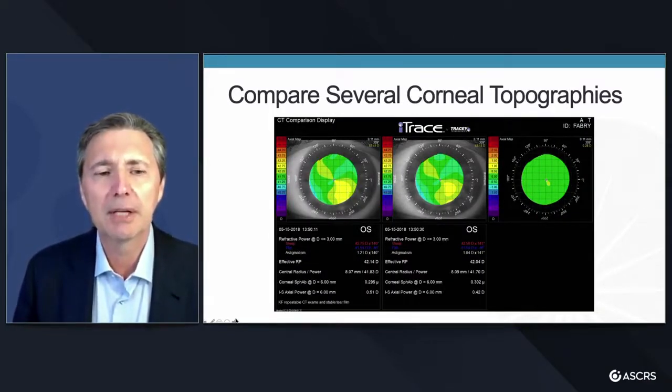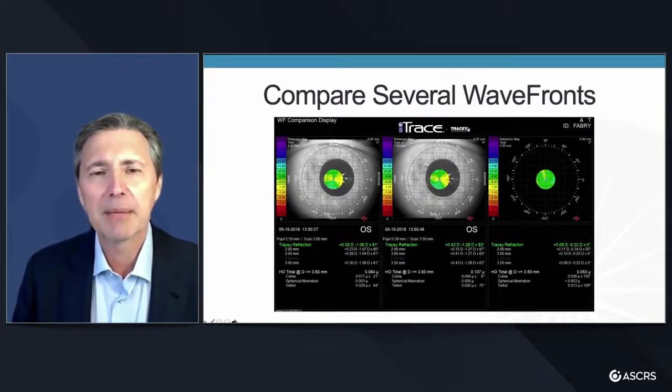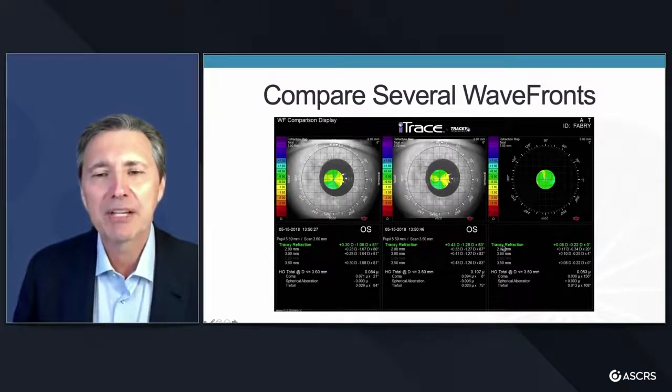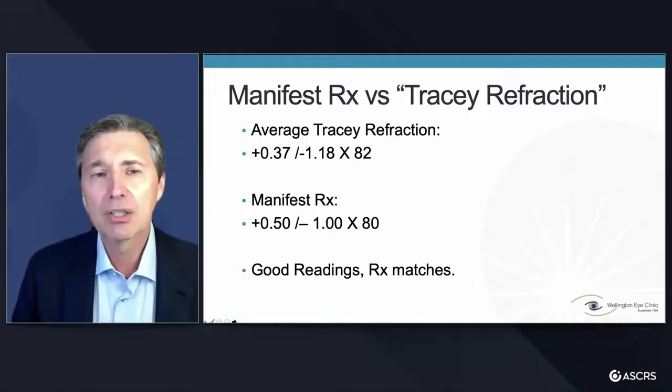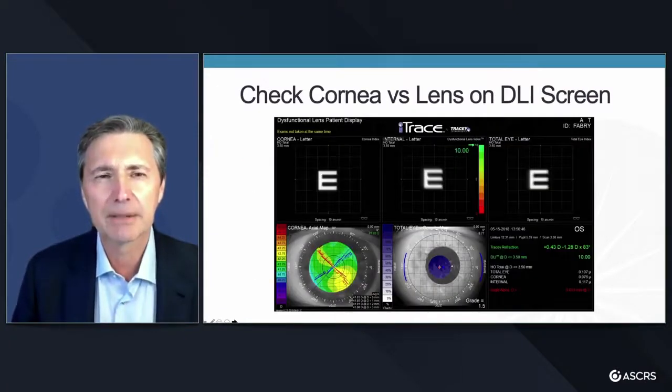So here we're looking at the corneal topography. The two scans coincide very well, so they're validated. Do the same thing on the wavefront. Again, they look identical, so there's validation. Anytime the refraction appears in green, you know it's a very, very accurate refraction. But go back and look at how the iTrace refraction compares to the manifest. And if they look very similar, you know you've got good diagnostics.